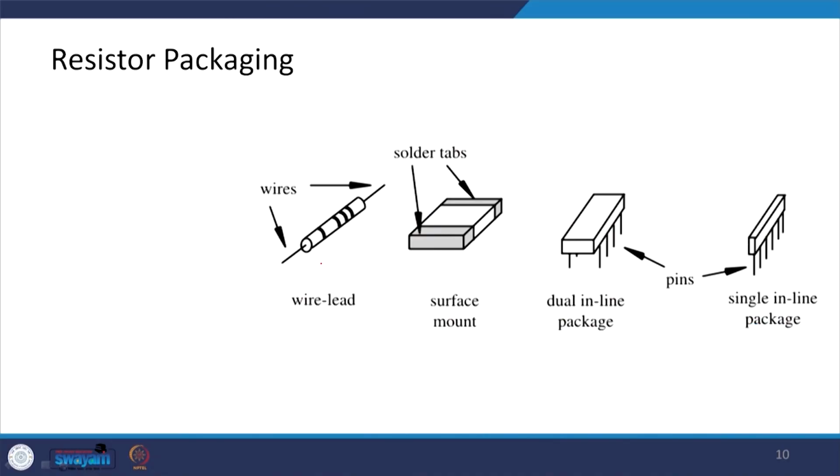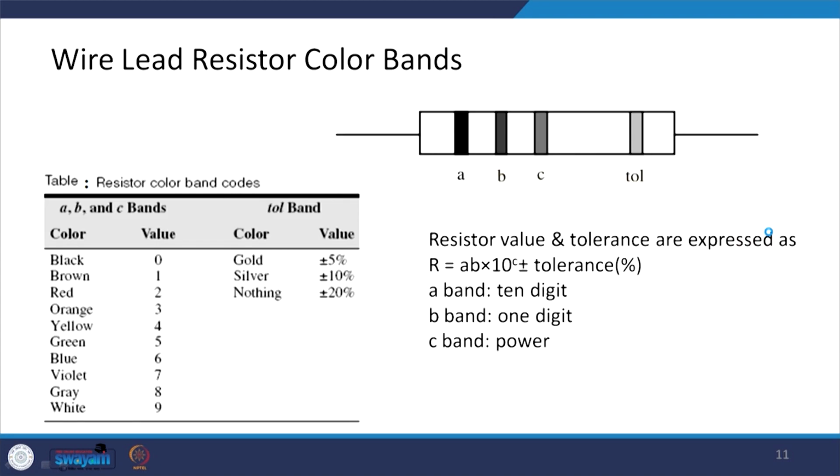So, it could be wire lead type. Here you can see there are various bands. I will be talking about these bands a little later. Then we have a surface mount resistor where at the ends you can see there are solder taps, and there are dual inline packages where you have two lines of pins, as you can see, and commercially they are also available in the form of single inline packaging where there is a single line. So, this way we can go and get them in the market.